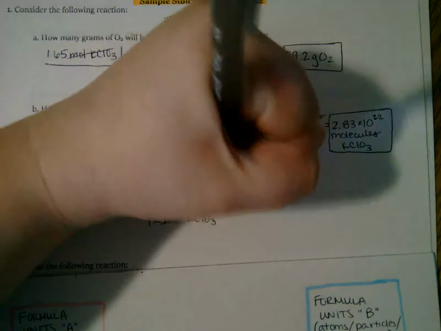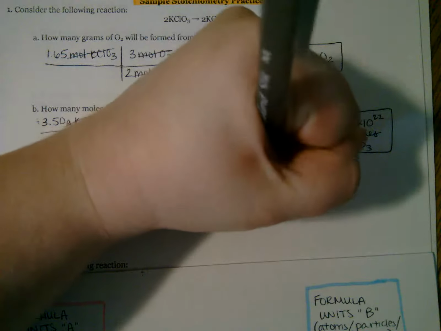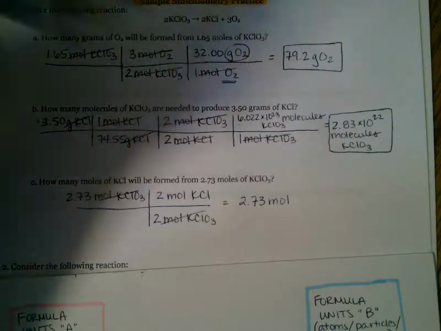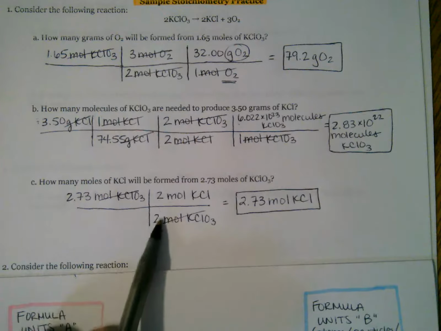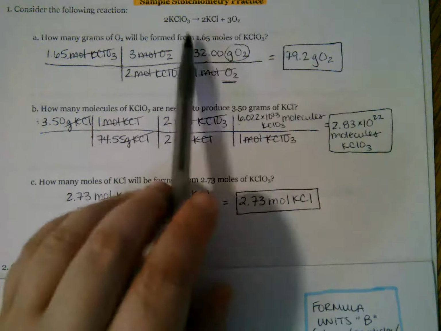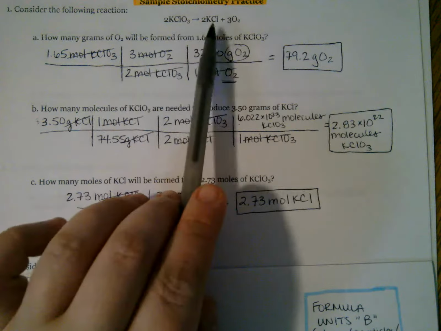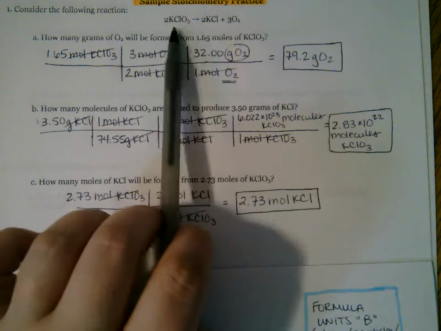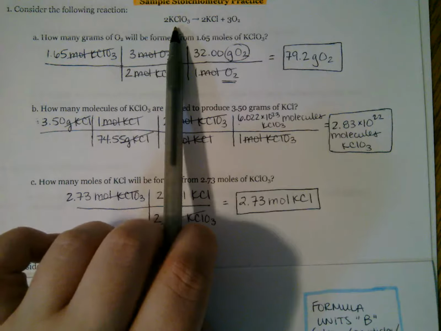So we end up with 2.73 moles of potassium chloride. And that's really because this 2-to-2 mole ratio obviously simplifies to a 1-to-1. You get the same amount in moles of potassium chloride out as you put in of potassium chlorate.